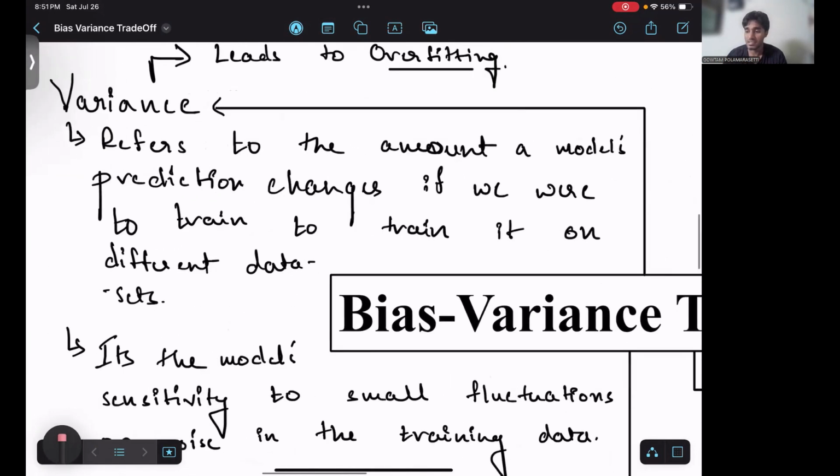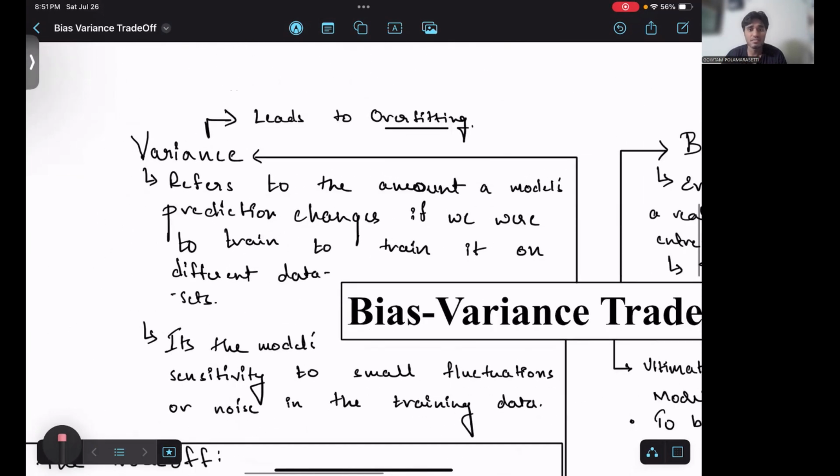Now let's look into variance. Variance refers to the amount that the model's predictions change if we were to change the training set or train it on different data sets. It's the model's sensitivity to small fluctuations or noise in the training data.